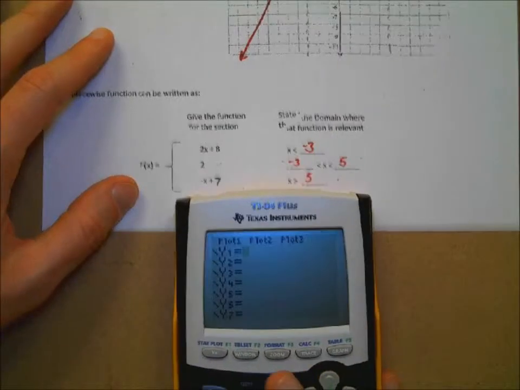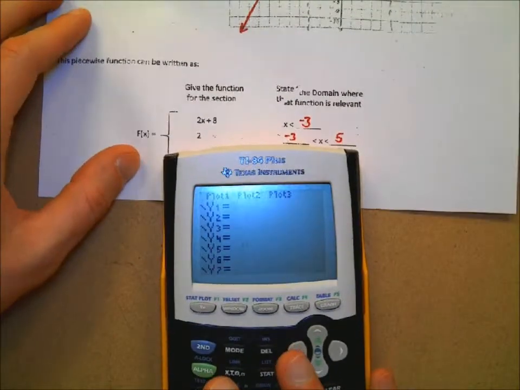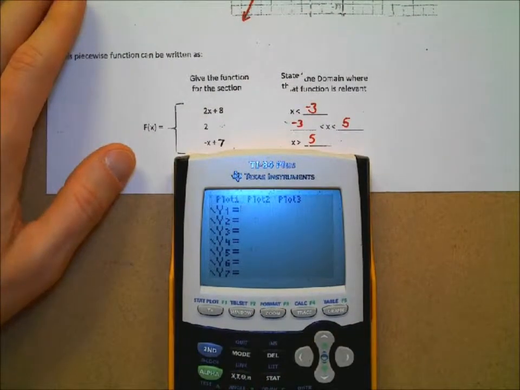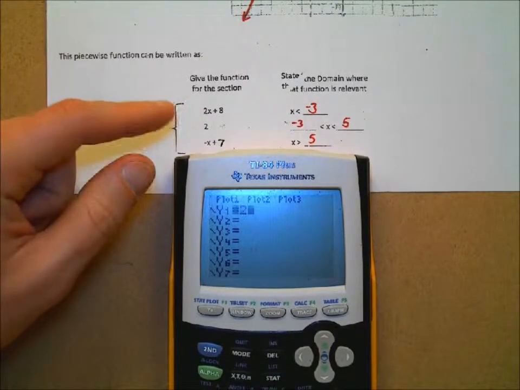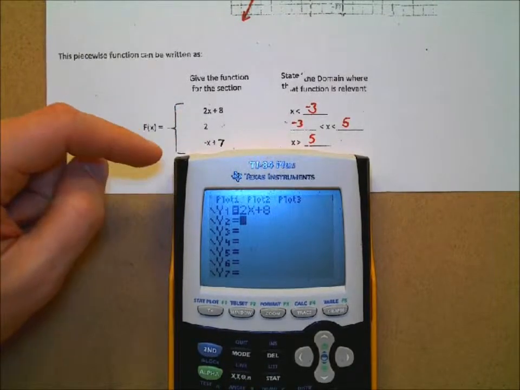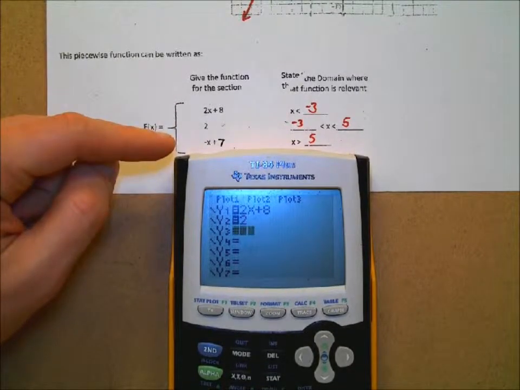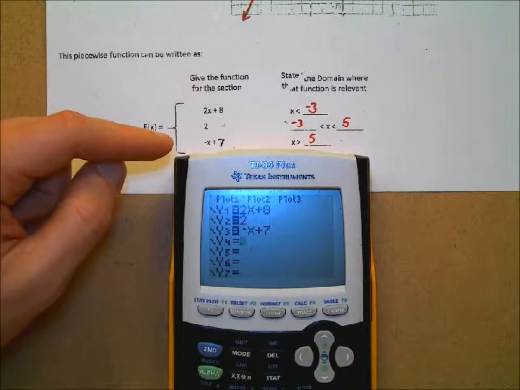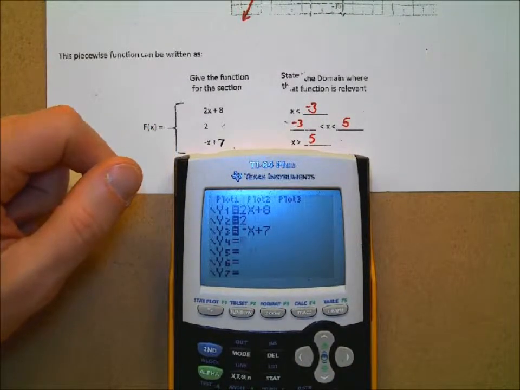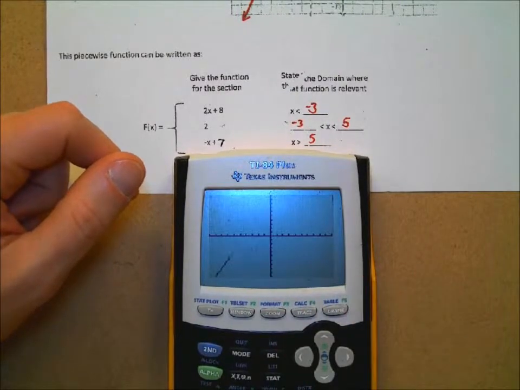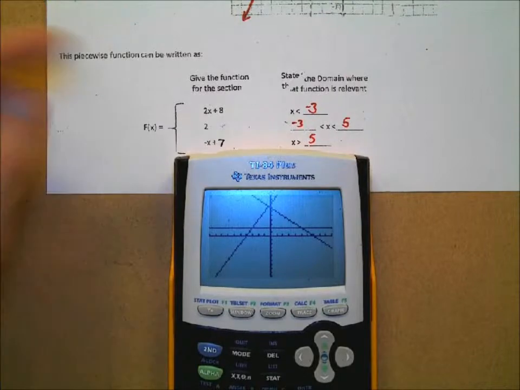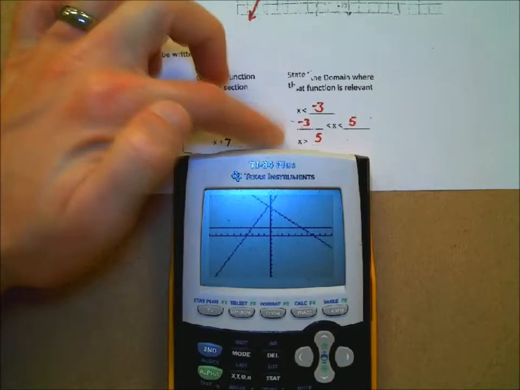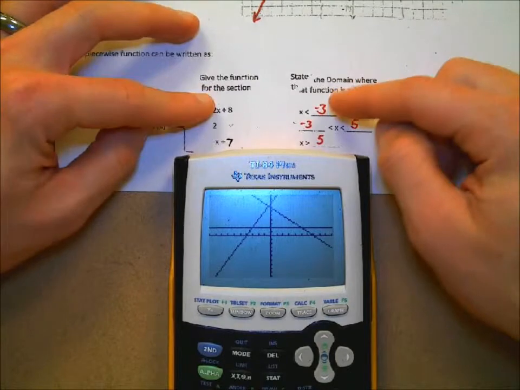All right, so to do this on the graphing calculator, we're going to type these three functions into y1, y2, and y3. So 2x plus 8, 2, and then negative x plus 7. Okay, just like this. Okay? Now, if you graph right now, you're going to see what we had at the start, where everything was graphed all at once, and it was just a mess, right? That's not the piecewise function we want. So we have to tell the calculator to use these domains. Okay? We only want to graph the first function for x values less than negative 3. How do we do that?